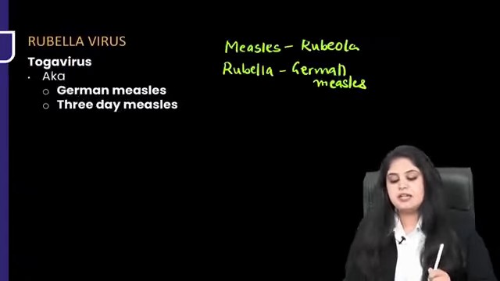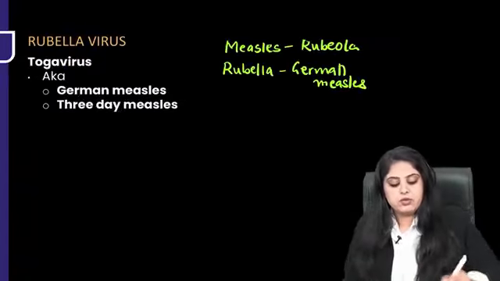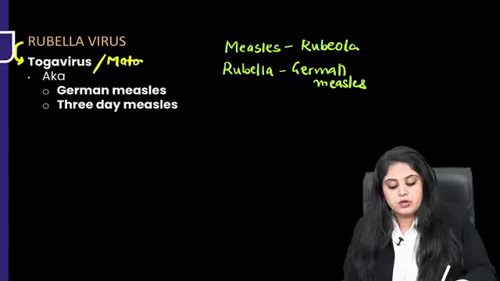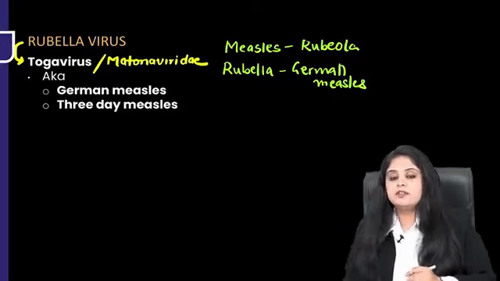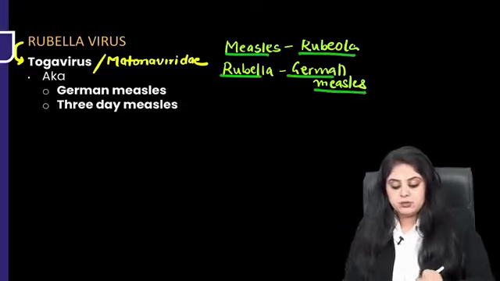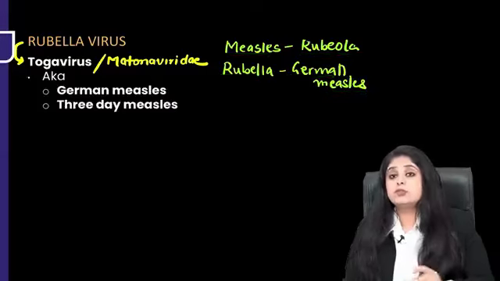So let me teach you rubella, and I think I have already told you rubella was earlier in the Togaviridae family, but now it is said to belong to the Metonaviridae family. I think I have also given you this information, that measles is known as rubeola, rubella is known as German measles. I think I have also told you the spots.